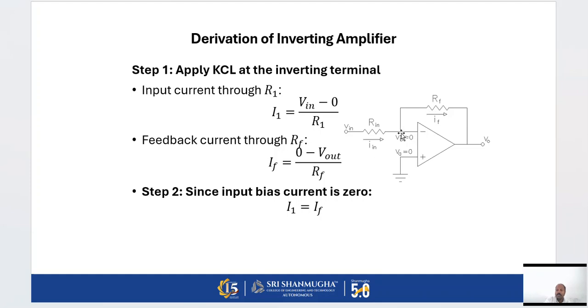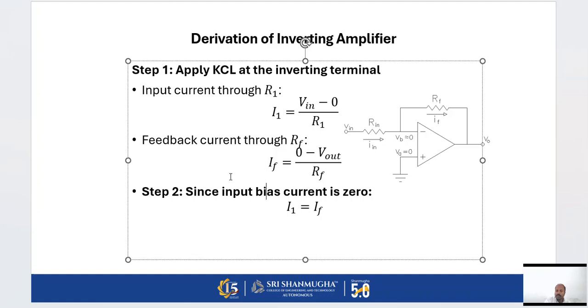We already explained how VB is 0 due to the virtual ground concept. So VB is 0, so we will be getting minus Vout by RF as the equation for IF. Next, we know that the input bias current is 0 here. So input current I1 is equal to feedback current IF. So equating that, we need to equate the right hand side of these two.